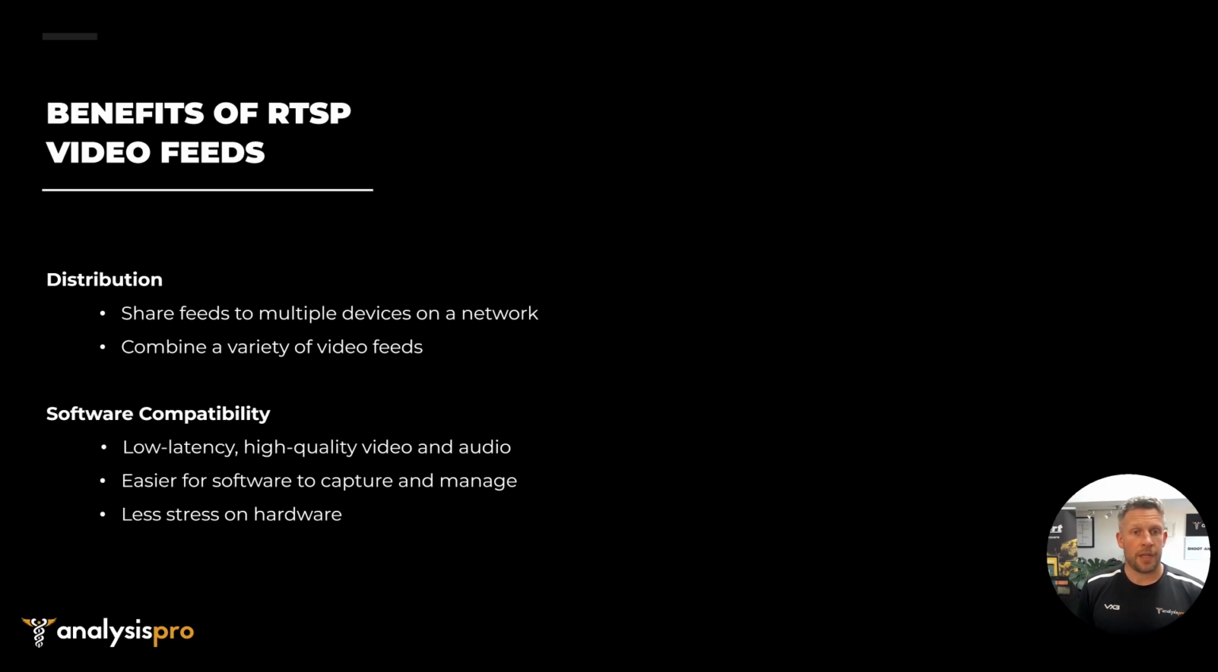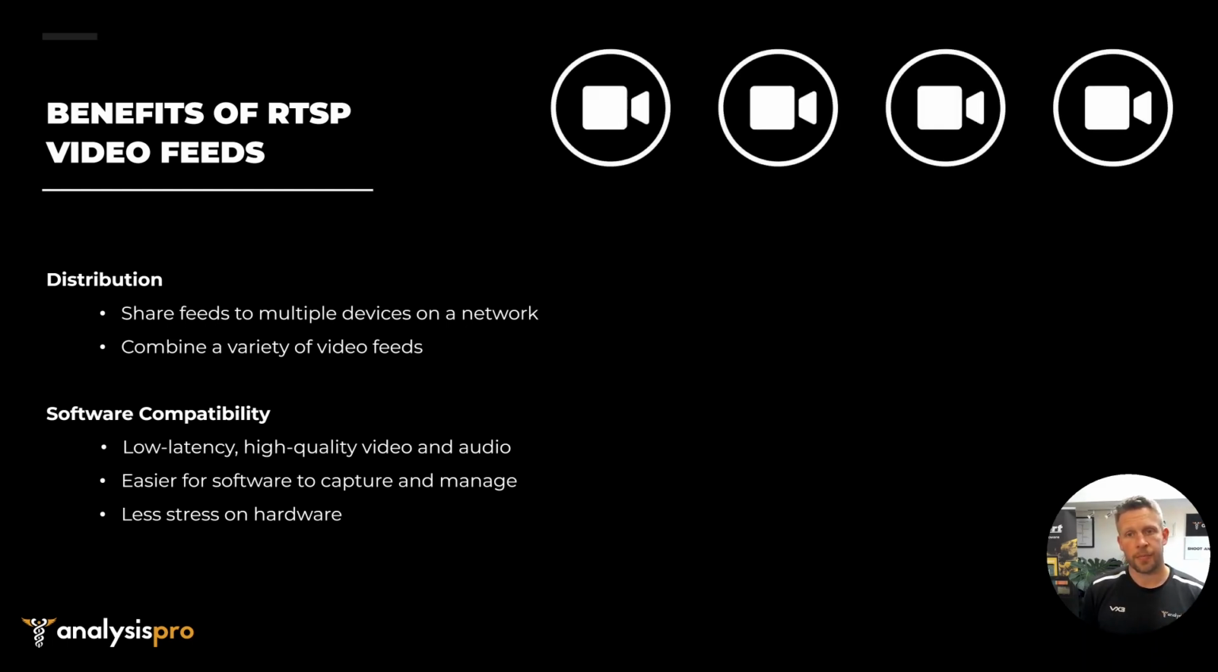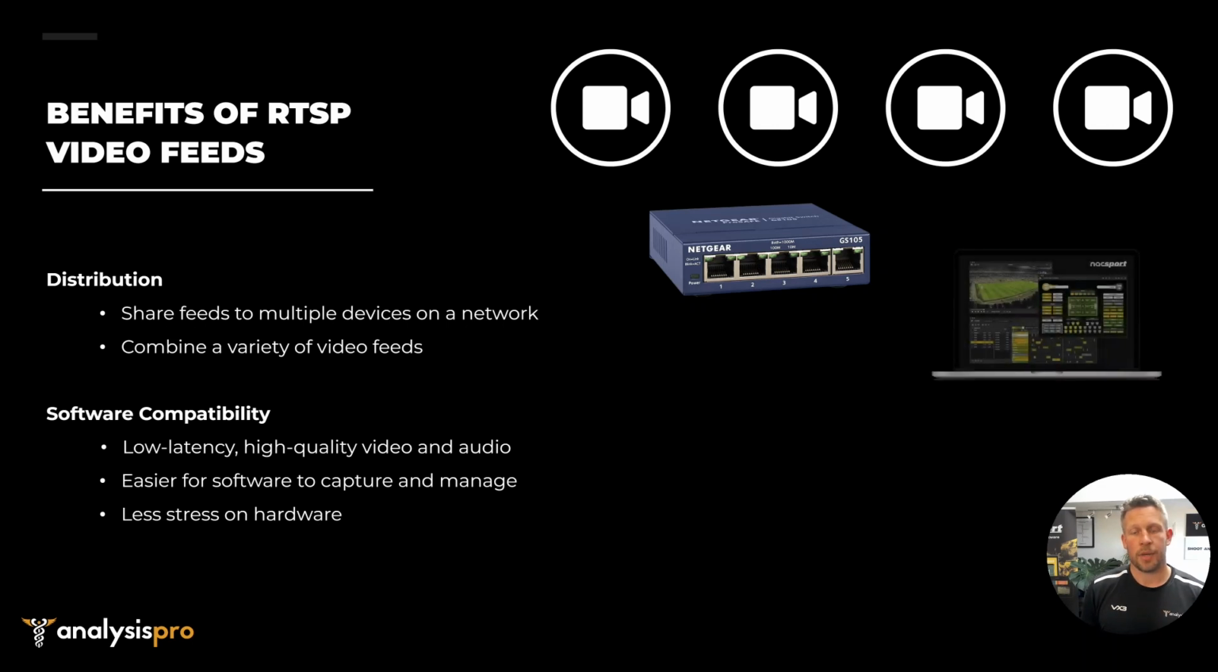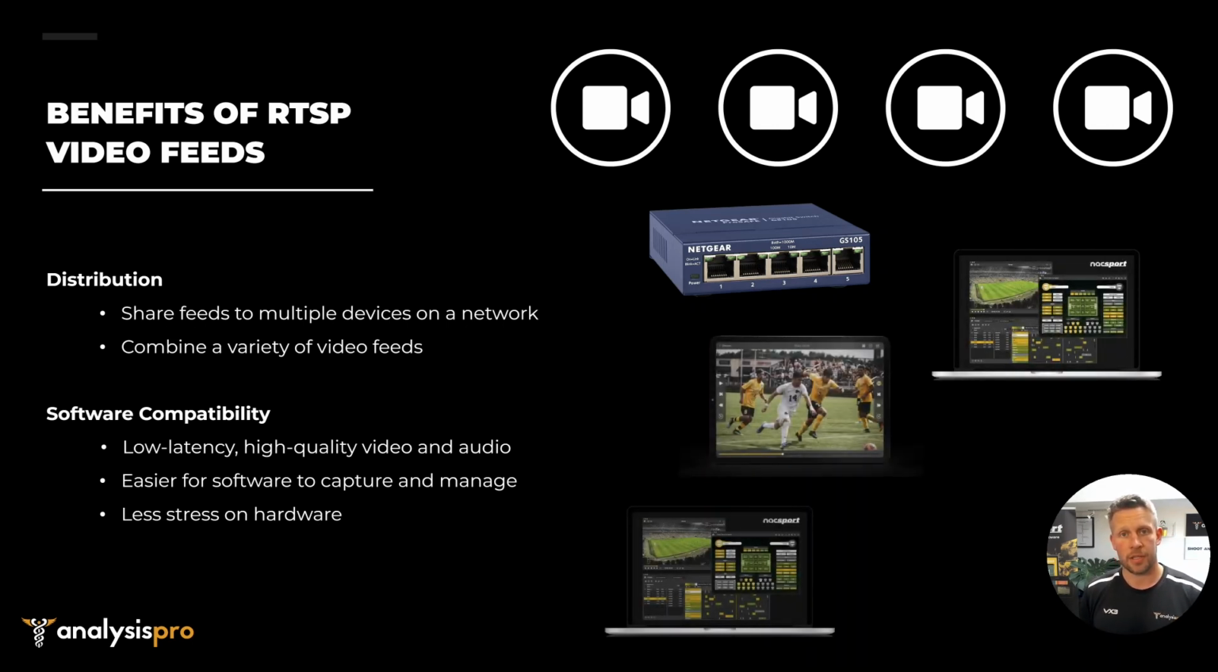So one of the big benefits with using RTSP feeds is how easy they are to distribute. So you can take a variety of video feeds that can all come into a network so they can be shared out to different devices. It's really useful for video analysis software because typically those RTSP feeds, either coming from an IP camera or an encoder, have already been pre-configured with those bit rates and settings, so they're taking off a lot of strain on the software with how it captures and distributes that video feed.